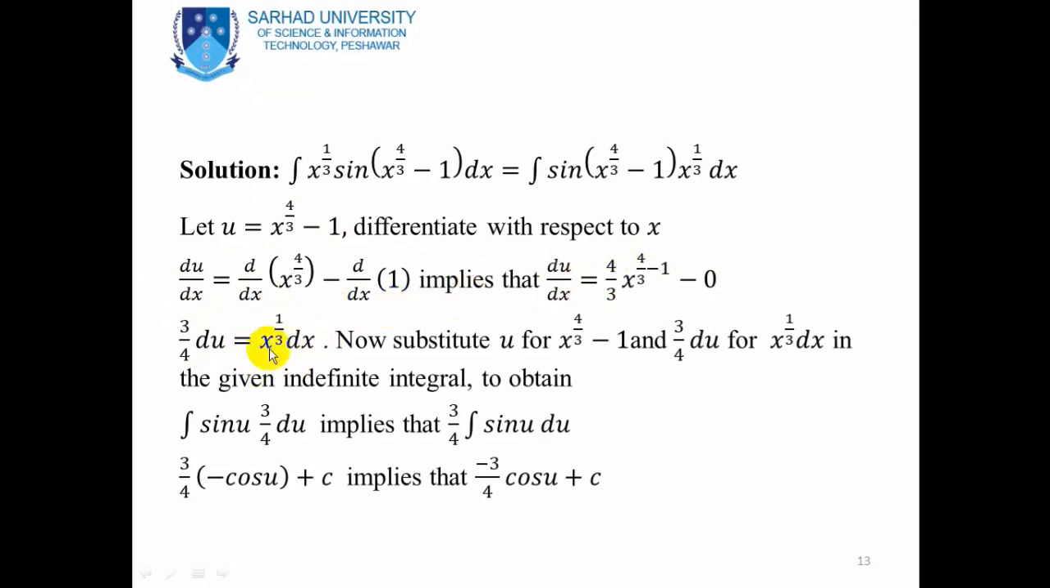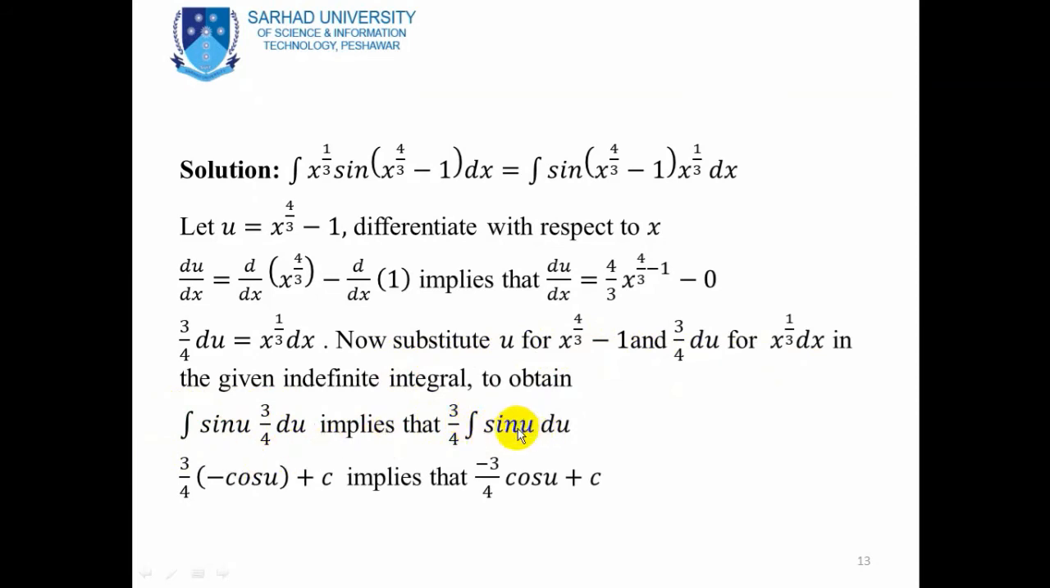So the other parts of the function in terms of x are converted to new terms in terms of u. So x power 1 over 3 into dx is equal to 3 by 4 du. So we suppose u for x power 4 by 3 minus 1 and 3 by 4 du for x power 1 over 3 into dx in the given integral. So we obtain integration of sine u into 3 by 4 du, and this implies 3 by 4 integration of sine u with respect to u.